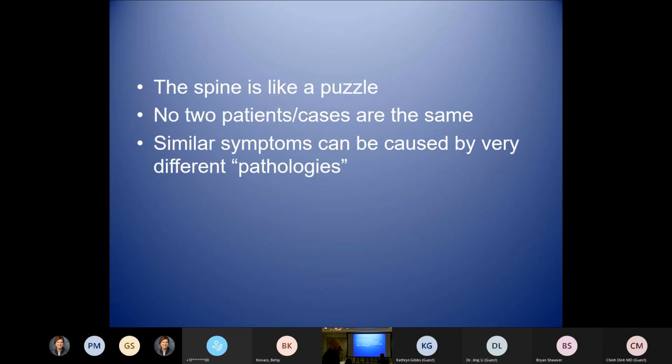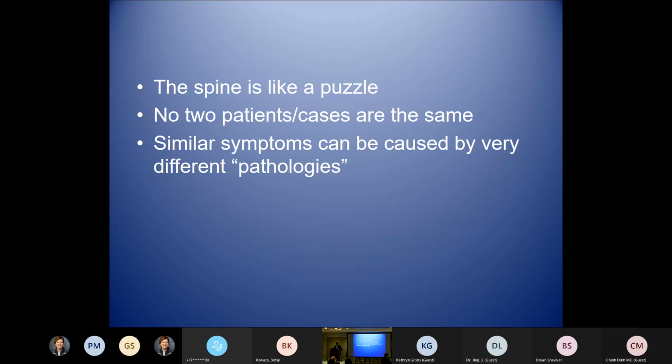One of the things I always talk with patients about is the spine is like a puzzle. There's very rarely, and I think everybody who's sitting here can agree to this, there's very rarely when we can see 2 patients that are exactly the same, either in terms of their presentation or in terms of their pathology or in terms of what we end up doing for them. There are definitely themes that they fall into, but very rarely do we ever see 2 patients that are identical to one another in terms of their pathology and their presentation.